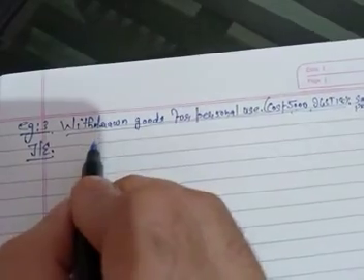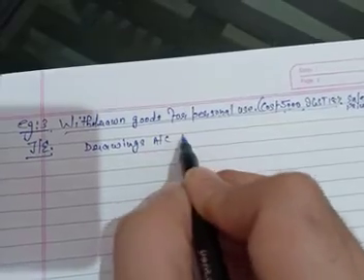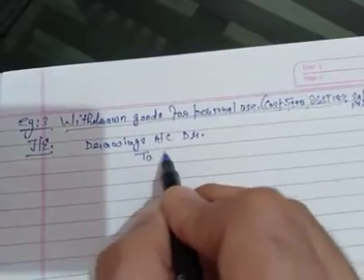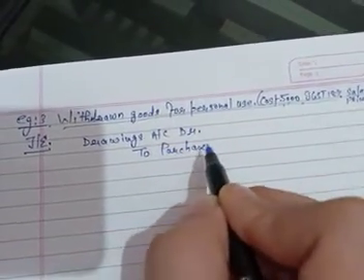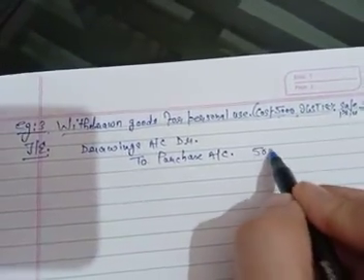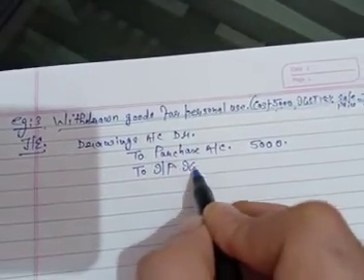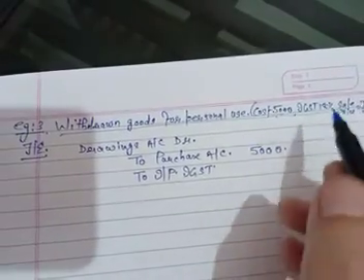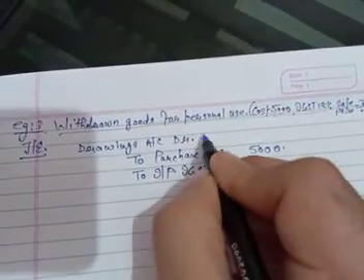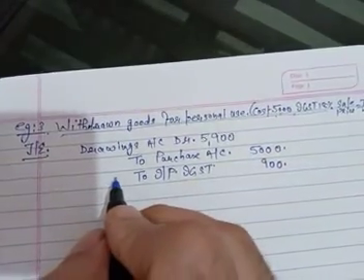Journal entry for this will be drawings account debit. We don't have to write the amount as yet. To purchase account. So that means the cost price of the goods 5,000. To input IGST, which was 18%. 18% comes out to be 900. So total here is 5,900. Is it clear?